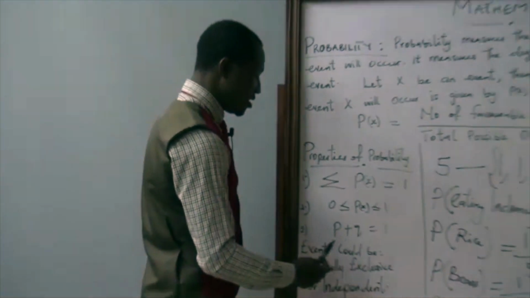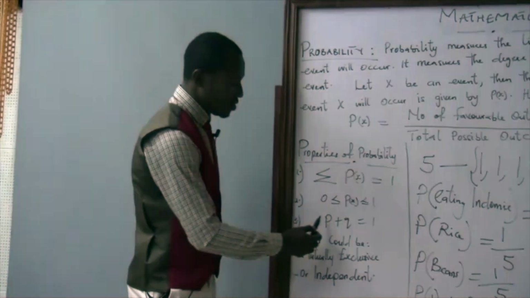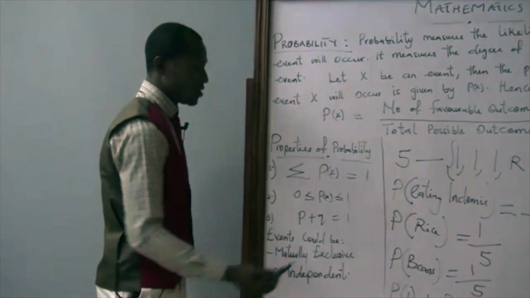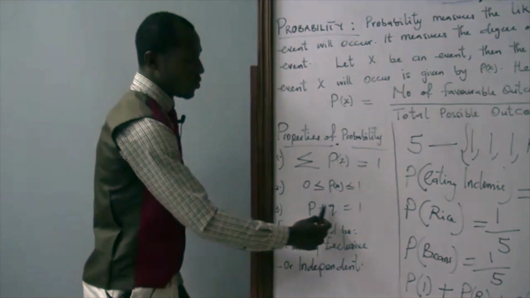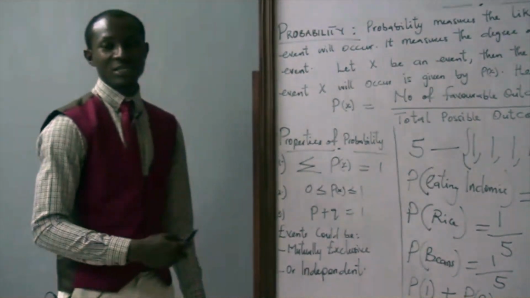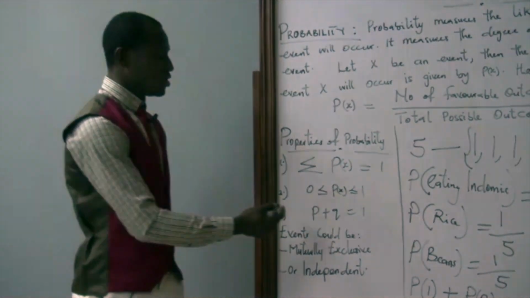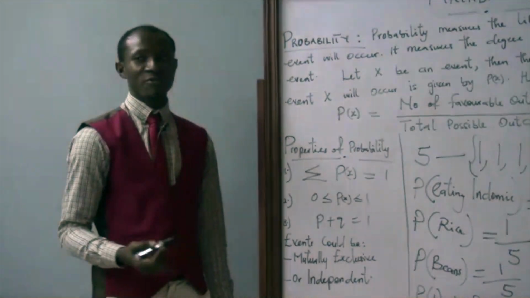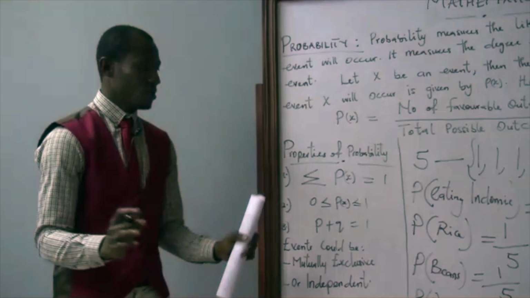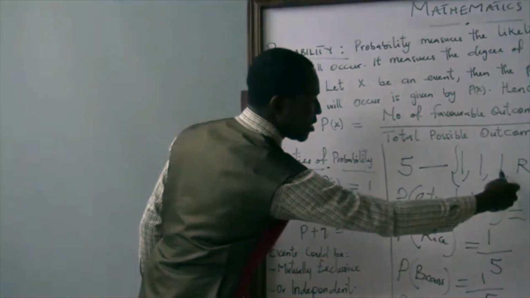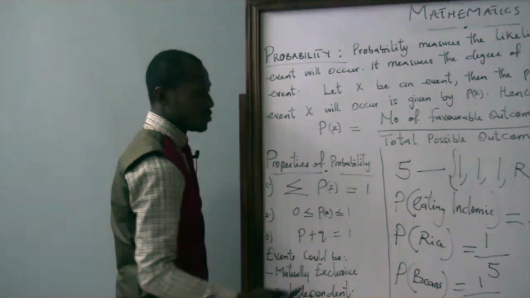The third one, P plus Q equals 1, is still actually telling us that the addition of all the probabilities is 1. But in this case, this one is used when we are talking about probability of success, probability of failure. Most of the time, it's always in those two ways. But we can get other events and add them together.